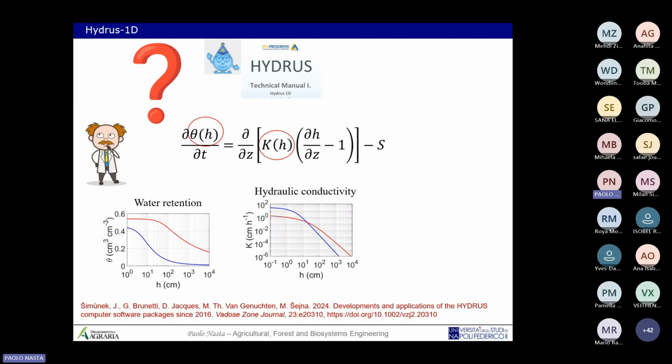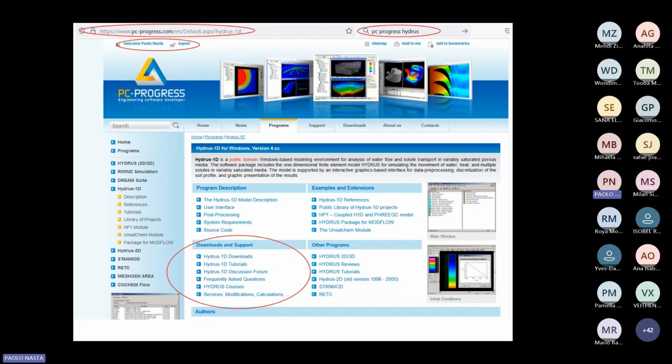But there are many publications, and you can, of course, read the technical manual and many others. There are also even books with many examples and very nice applications of all types. As I said in the second day, you need to download Hydrus 1D. So you go to PC Progress, register or login if you're already registered, and download the Hydrus 1D version 4.17, which is the last free version available for download.